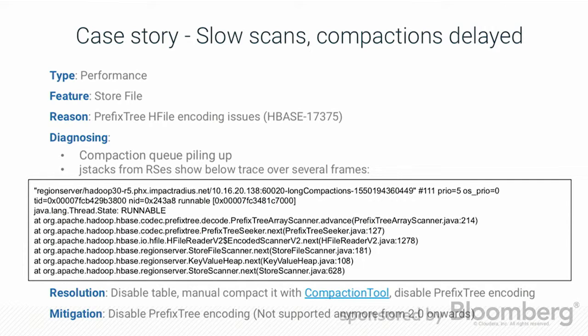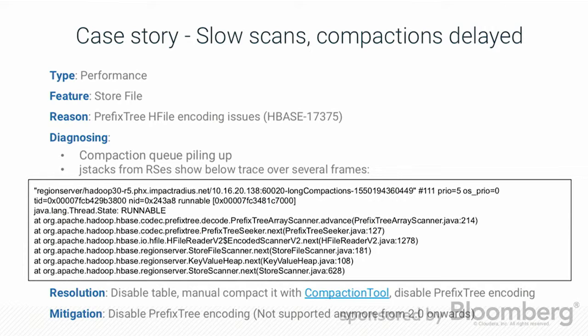And then by taking jstacks of the region servers where the scans or the delayed compactions were running, we would typically see this code path being executed over and over and progressing very slowly.